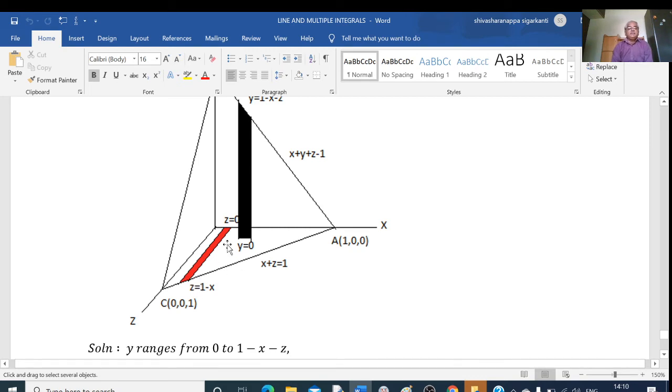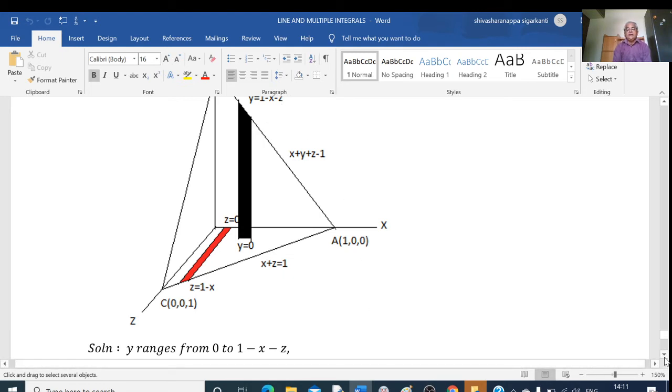Then what about x? x ranges from this point to this point. So x is equal to 0 here, x equal to 1 here. So the limits are: x ranges from 0 to 1, z ranges from 0 to 1 minus x, y ranges from 0 to 1 minus x minus z. So these are the limits.